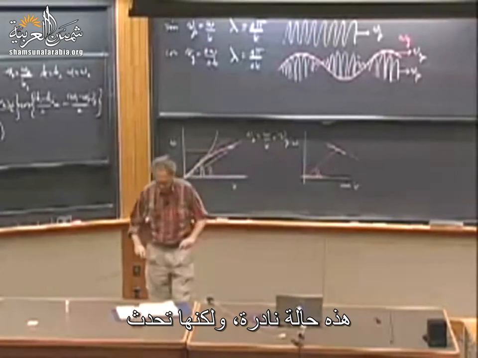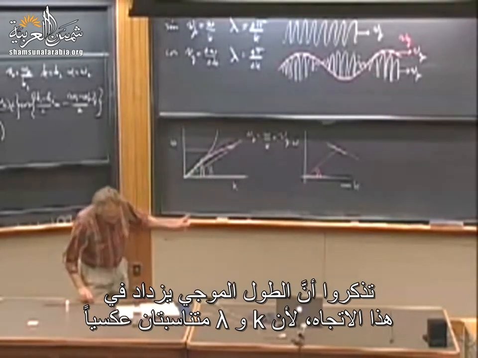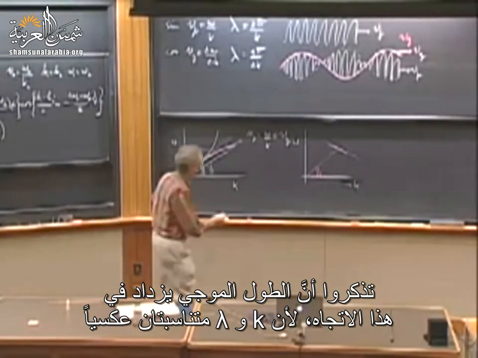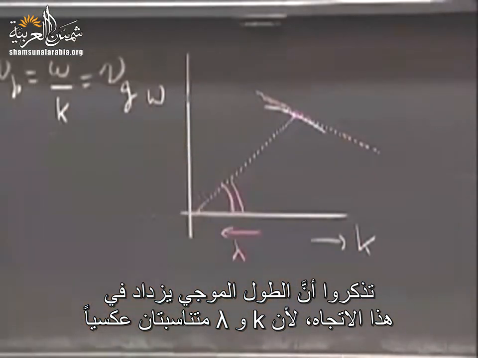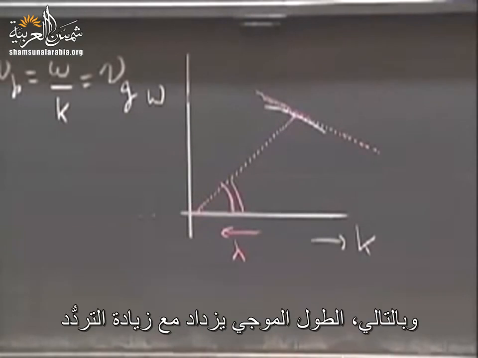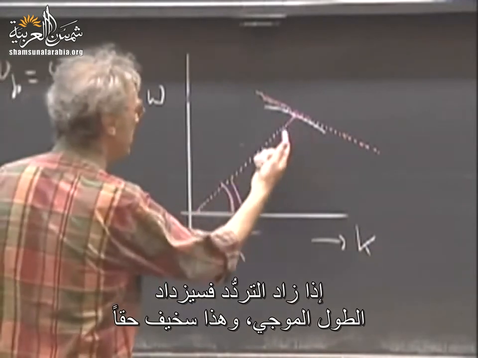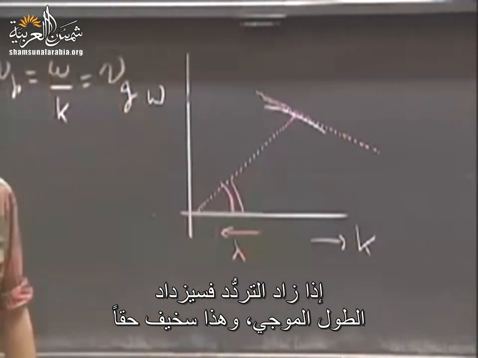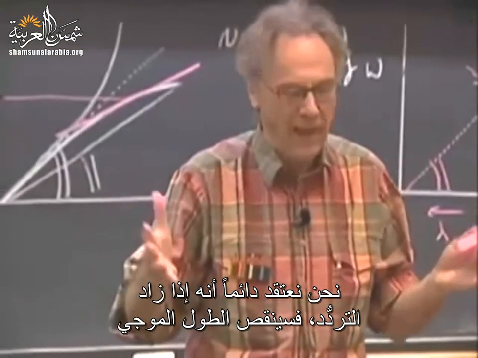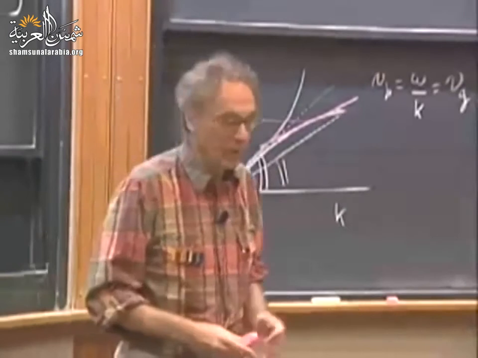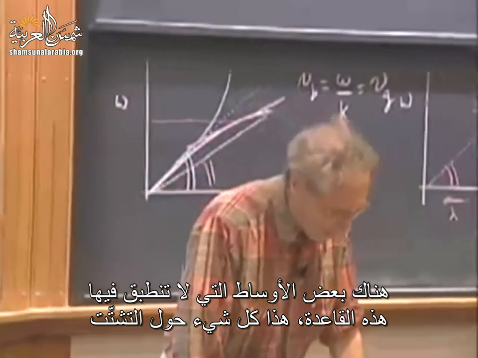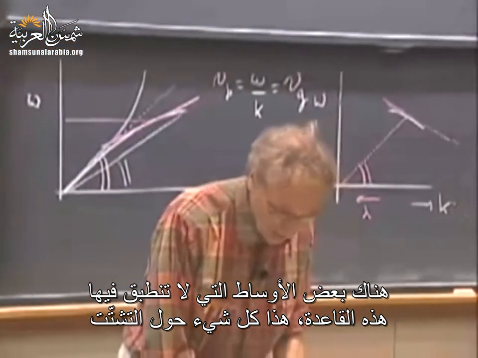That's a rare case, but it does happen. So what you have here is that the wavelength increases in this direction, remember, because k and lambda are inversely proportional. So the wavelength increases now with increasing frequency. If my frequency increases, the wavelength increases, which is something absurd. We always think that if the frequency increases, the wavelength would get shorter. Well, there are media whereby that is not the case. That is what dispersion is all about.